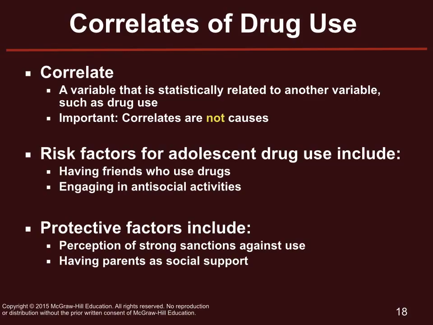So when we talk about risk factors for adolescent drug use or correlates of drug use in teenagers, two of our most important risk factors are having friends who use drugs and then also engaging in antisocial activities. So we'll talk a little bit more about that later on. We also have protective factors, though, so correlates of not using drugs. And these include perceptions of strong sanctions against use, so that social norm in your community, it's not that your friends use drugs, but the perception that there's a strong sanction against that use, that it's really frowned upon and discouraged. And then also being able to rely on your parents as a social support. Both of those are considered protective factors, and they're correlated with not using drugs in adolescence.